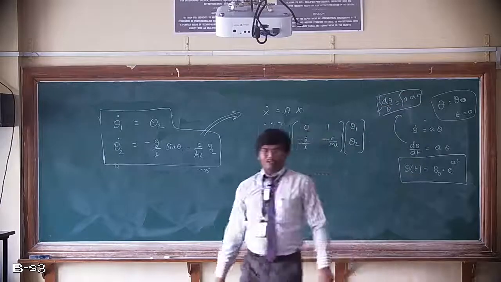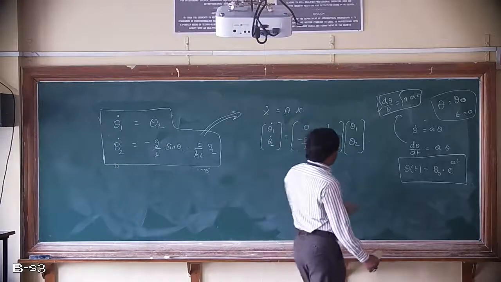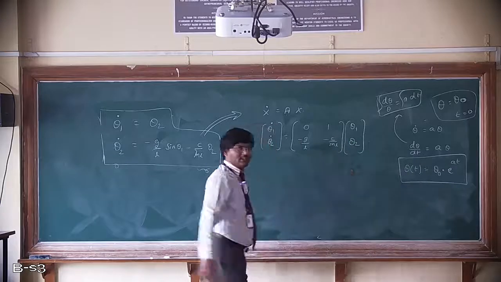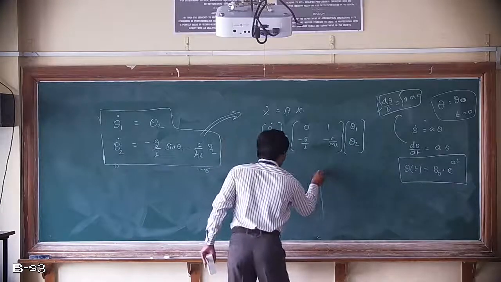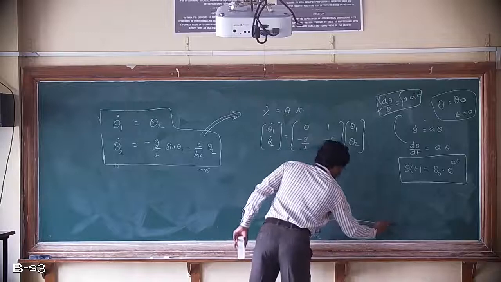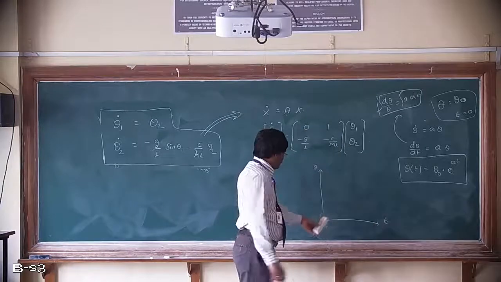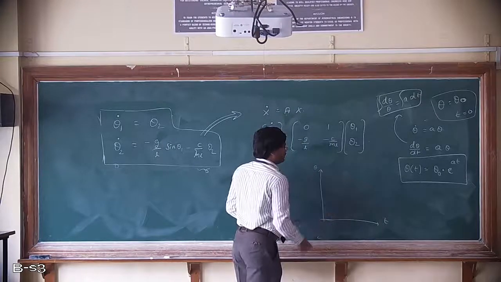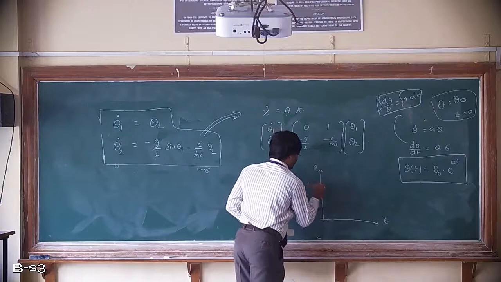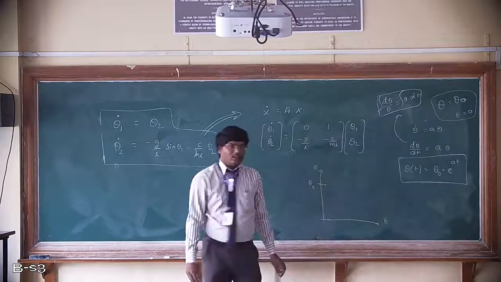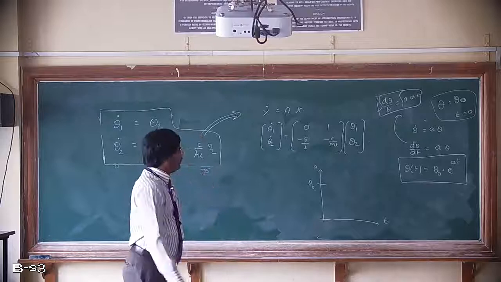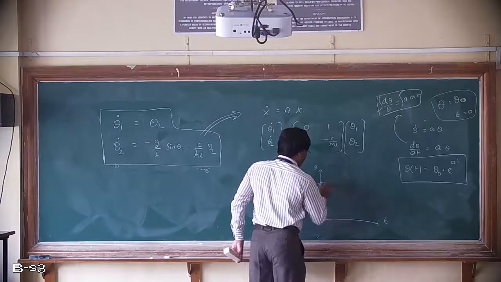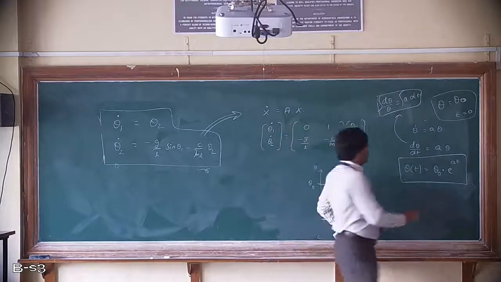By observing this, what can you say? We want theta of t. At t is equal to 0, what will happen? Theta of t is theta naught, somewhere here. Then what about after some time t, how will it respond? That is based on this a.